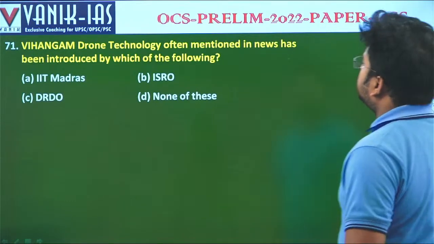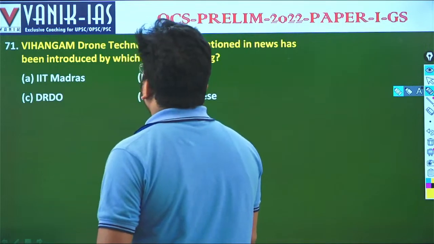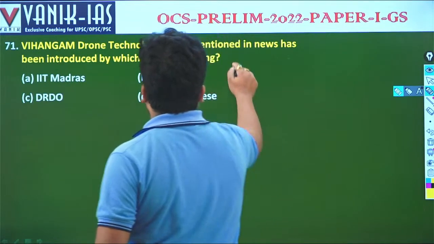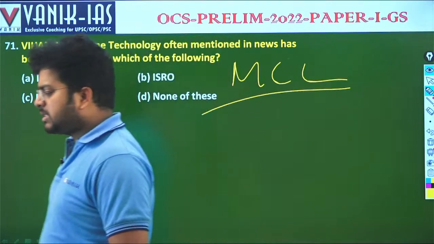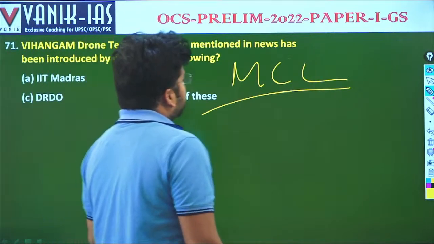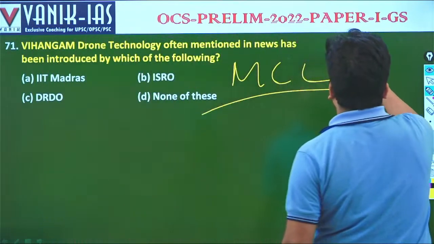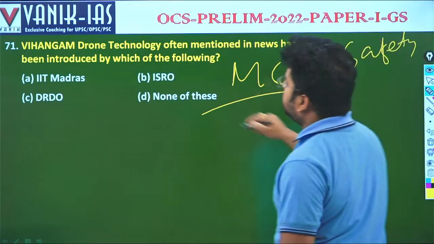Bihangam drone technology is often mentioned in the news. It is by MCL, Mahanadi Coalfields Limited. MCL has started Bihangam drone technology, introduced for safety purposes. So none of this is the answer.